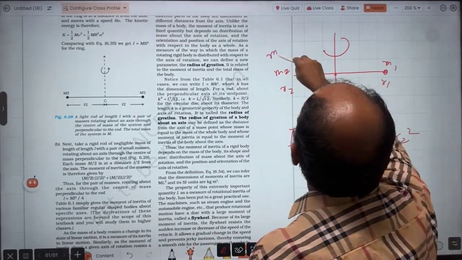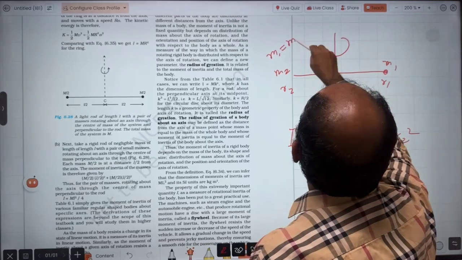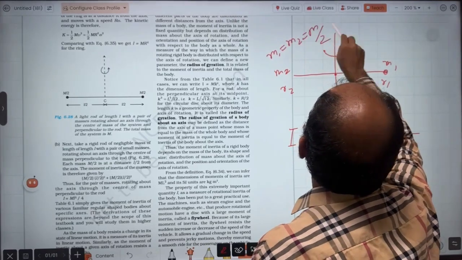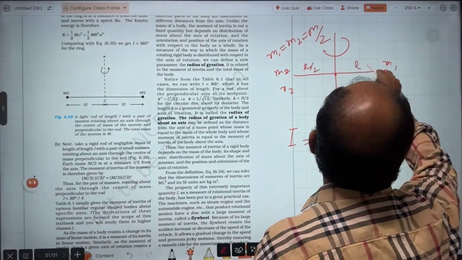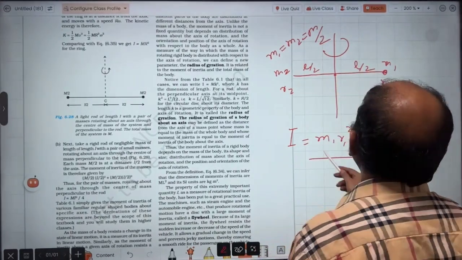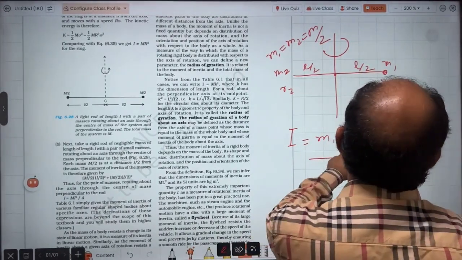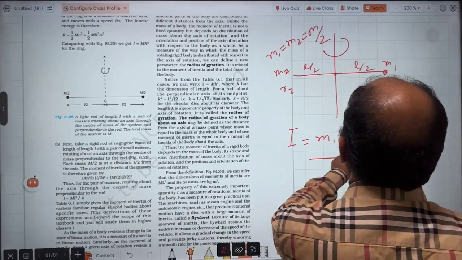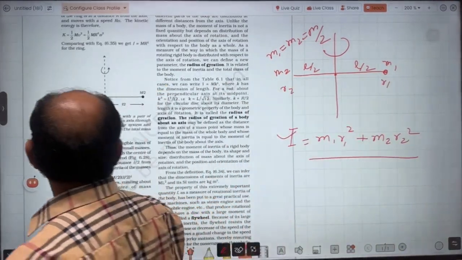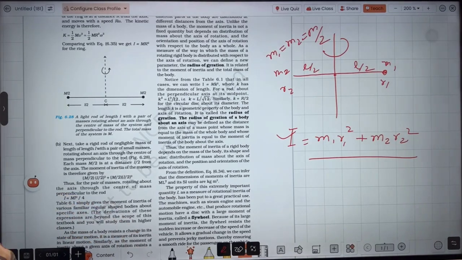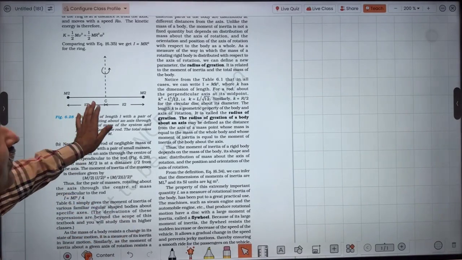But in our question, m1 equal to m2 equal to capital M by 2 is given, and this is the midpoint, this is L by 2, this is L by 2. So we can replace m1 and m2 by M by 2, and r1 as L by 2 and r2 as L by 2. So we can get the moment of inertia that is shown here. So I think it is clear.